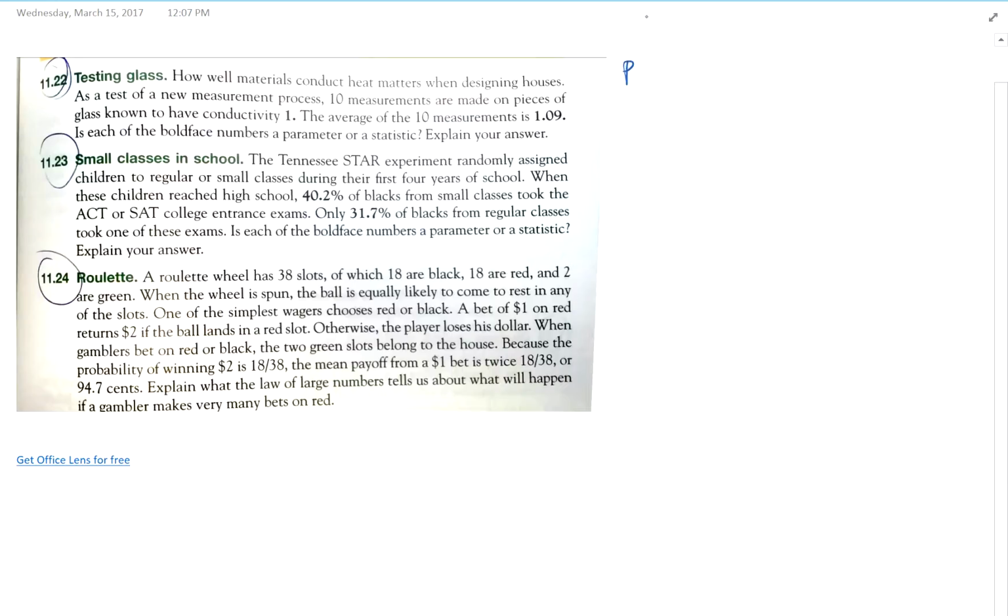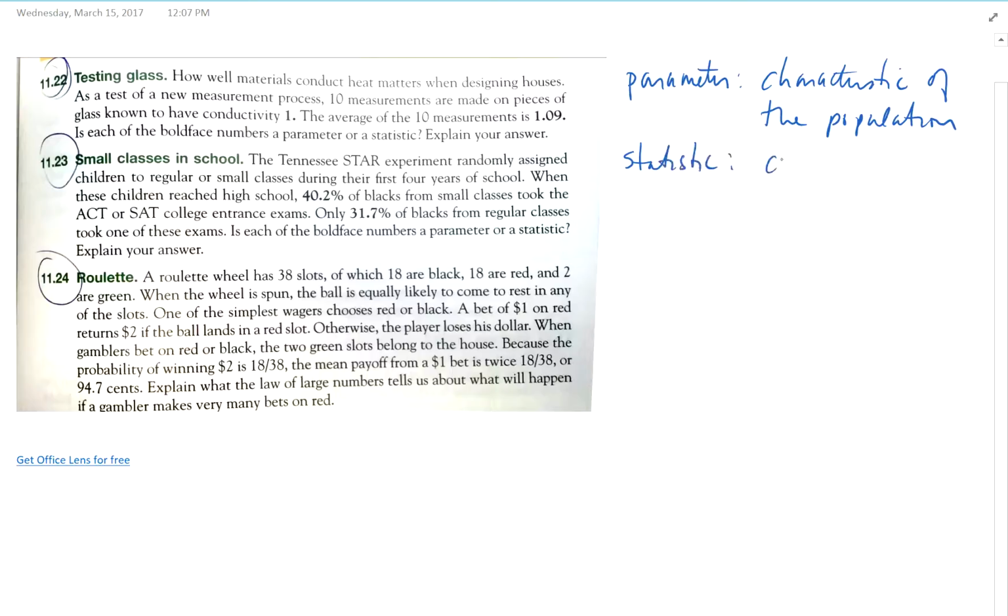Population or parameter and statistic. Population parameter. Actually, let me restart and say this. A parameter is a characteristic of the population. A statistic is a characteristic of the sample.